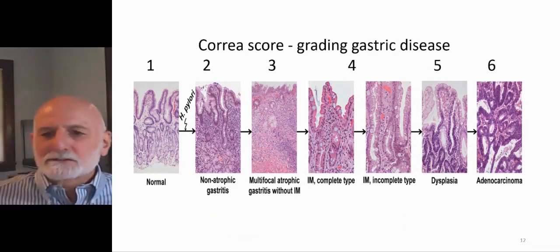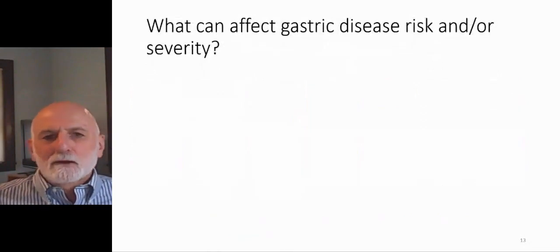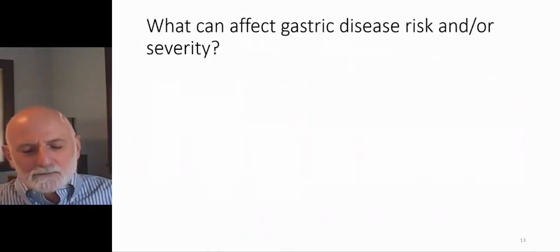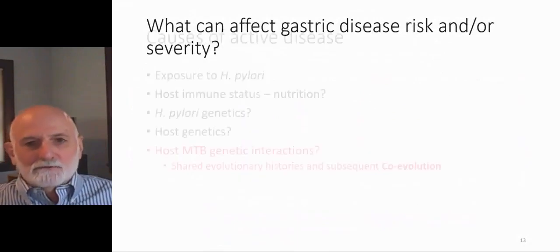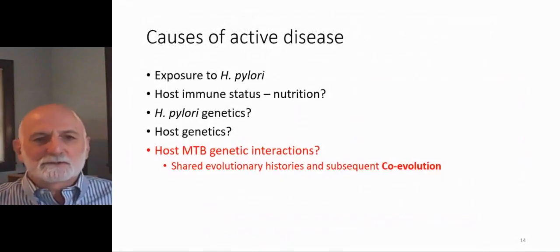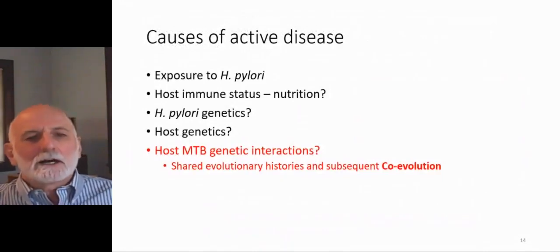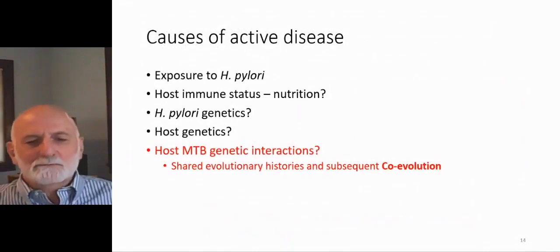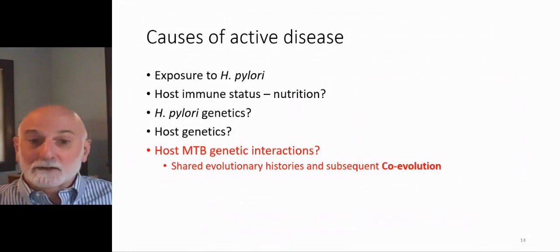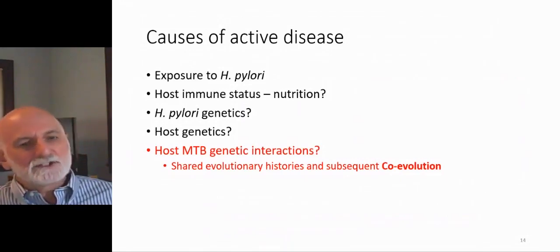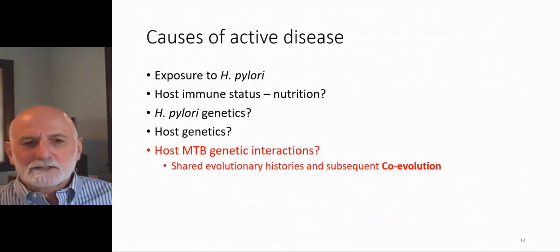So the question is, what affects gastric disease risk or severity? And there are a large number of things. First of all, you have to be exposed to H. pylori. If you haven't been exposed to H. pylori, you're not going to go down this pathway, or it's very unlikely. There's host immune status. There's nutritional basis, if you're healthy or unhealthy in general. There's H. pylori genetics. I mentioned the CagA and the VacA genes affect disease.